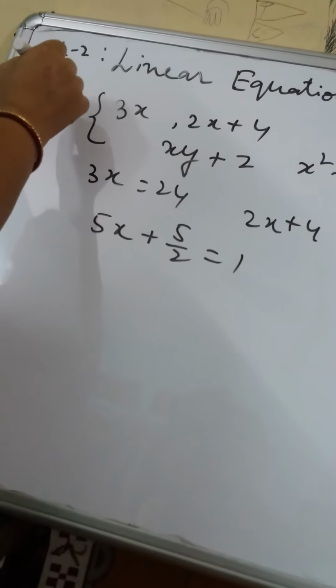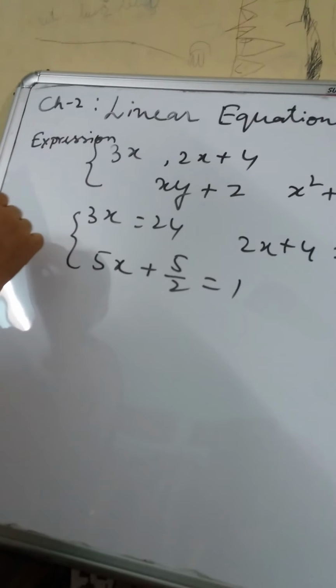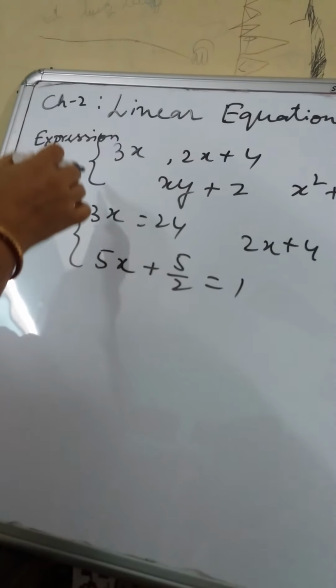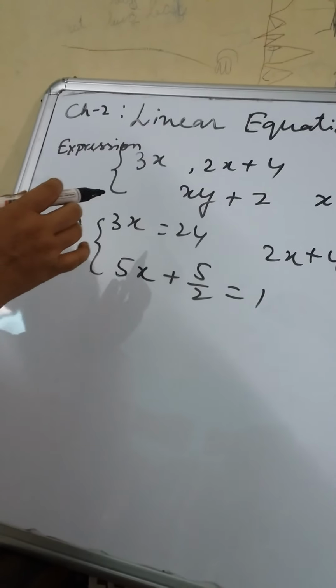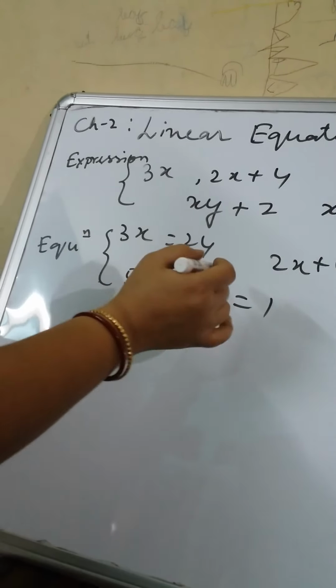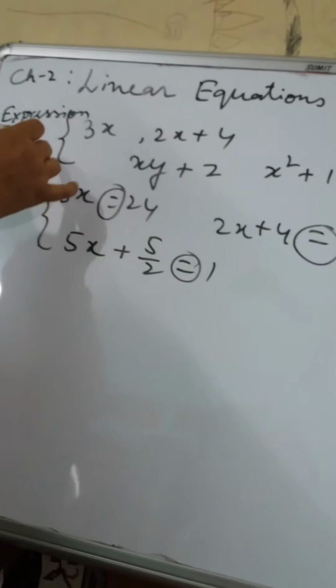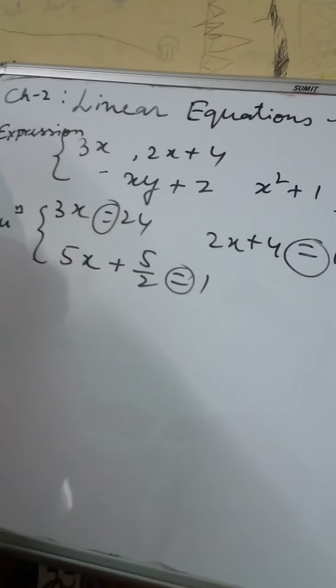Okay, these are expressions and these are equations. Now, what is the difference between expression and equation? The equation uses the equality sign. In an expression, the equal sign is missing.